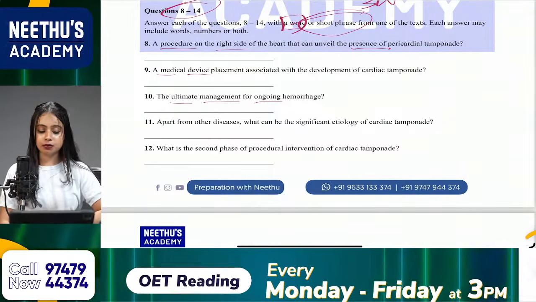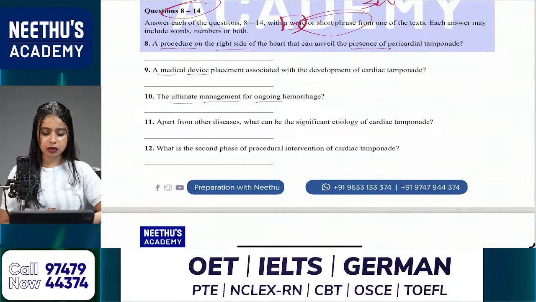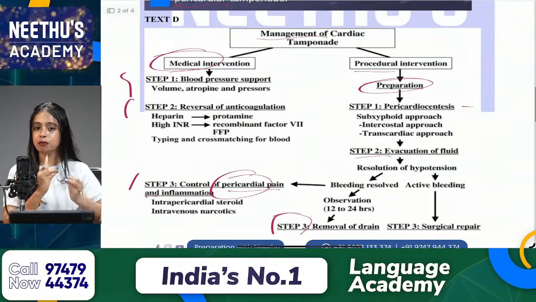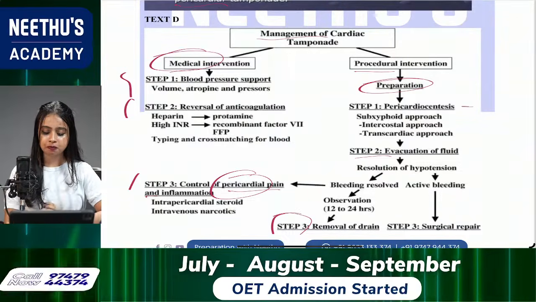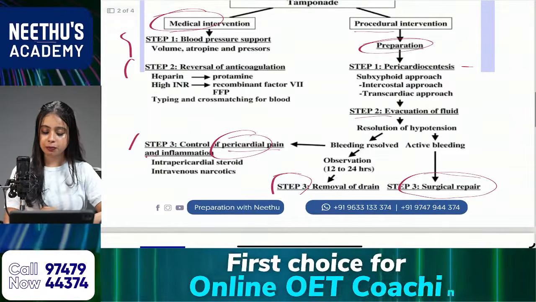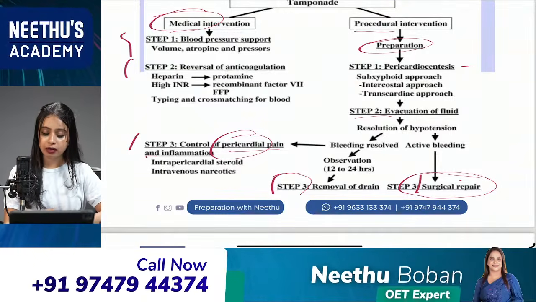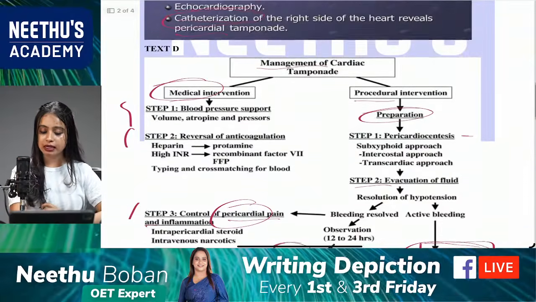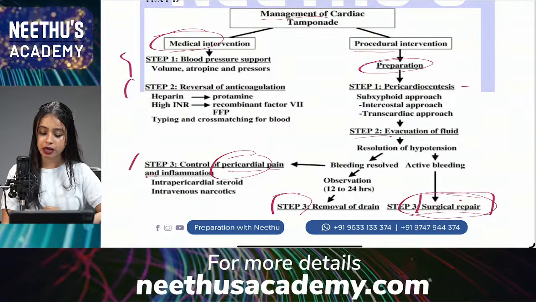So yes, what about that one? Ultimate management. So management of the condition. Where is it mentioned? Management. So I'm moving to text study for looking into the management of the condition. So there I found this word from this, what is the answer? From the last point. Okay, step 3, surgical repair. Okay, I got the answer from text study. My answer is surgical repair, and that is the procedural intervention. Okay, preparation for pericardiocentesis.